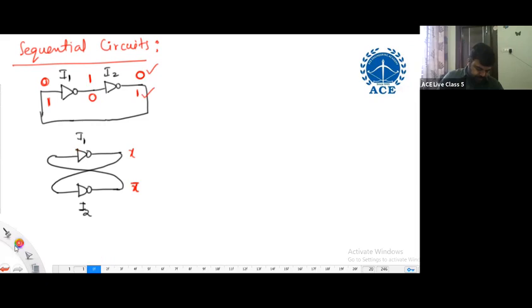See, instead of using inverters, I need to use other logic gates which are giving external inputs also. So finally, what is the conclusion? A circuit which is capable of remembering 1-bit data is called a 1-bit memory element. This is capable of remembering, but it is not allowing us to modify the contents of memory element. There are no input terminals to modify the contents of memory element.